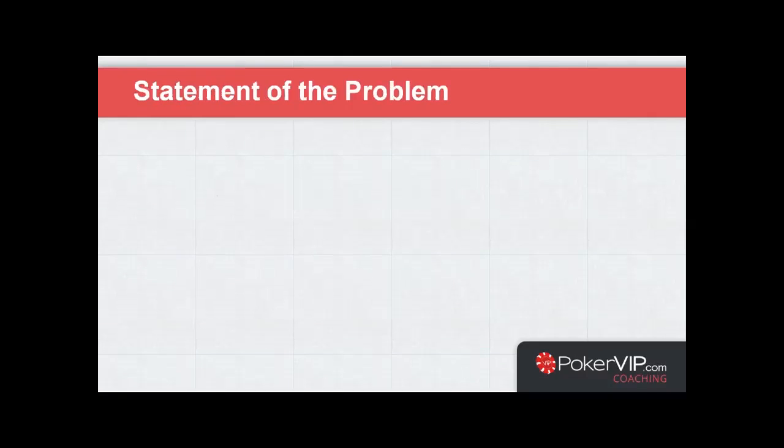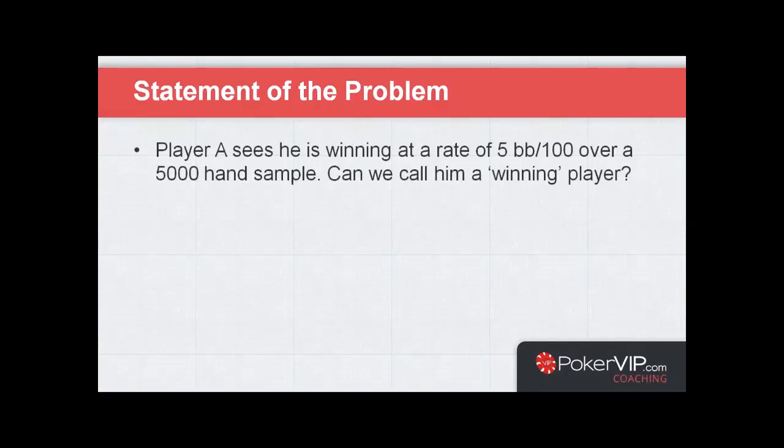Let's move on to a statement of our problem. Am I a winning player? In order to pursue this, we're going to start with an example just to get something concrete in front of us. And the example we'll use is player A, and he notices by examining his database that he's winning at a 5 big blind per 100 rate over a 5,000 hand sample. Our job is to call him, if we can, quote, a winning player.